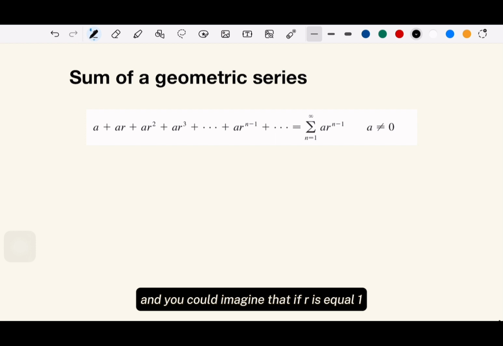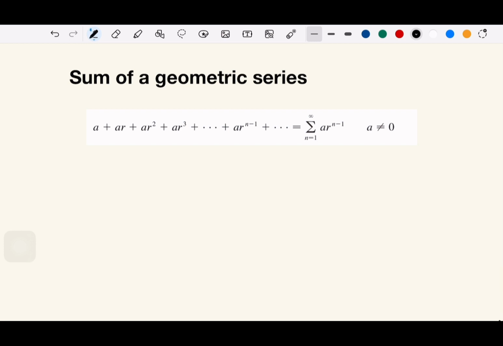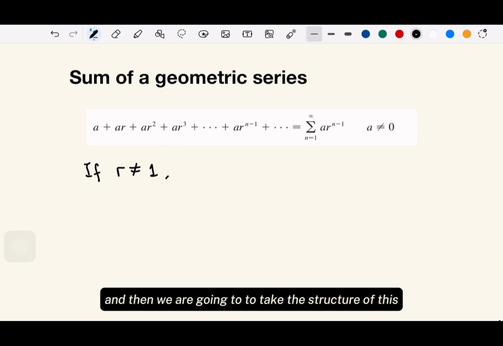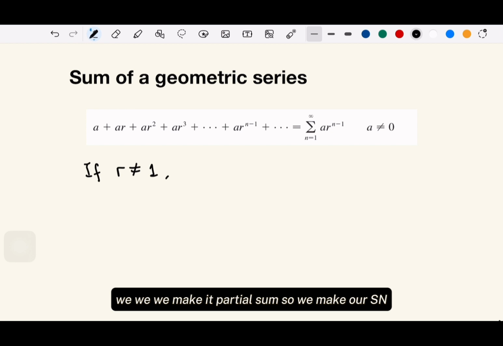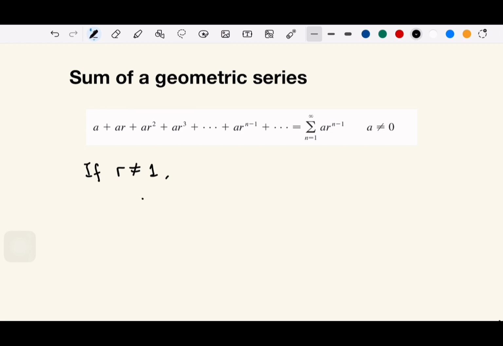And you could imagine that if r is equal to 1, it would be a plus a plus a plus a, and you could imagine it will be infinite, so it will diverge. But if r is not equal to 1, then we are going to take the structure of this series and make it into a partial sum, so we make our Sn.